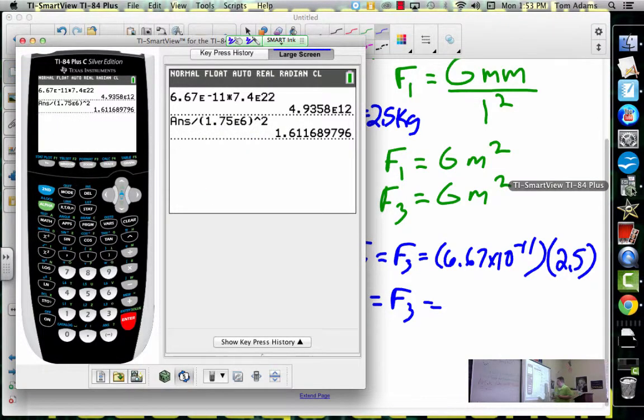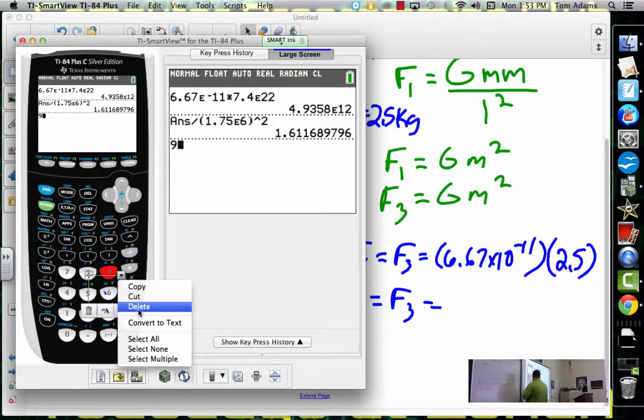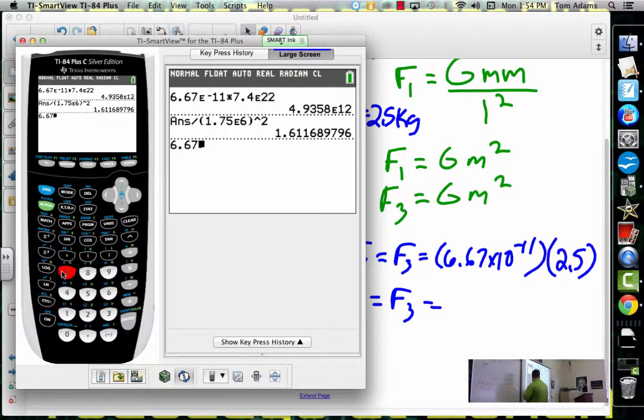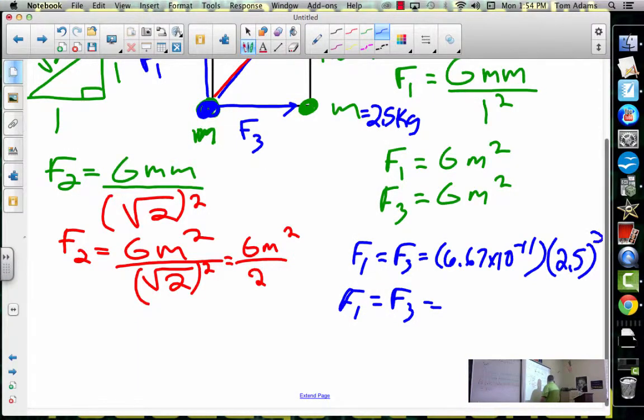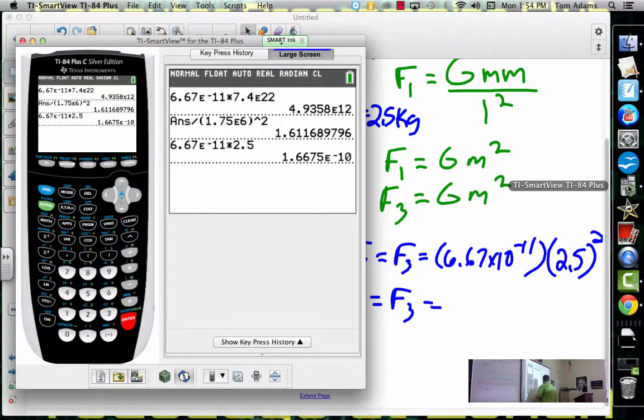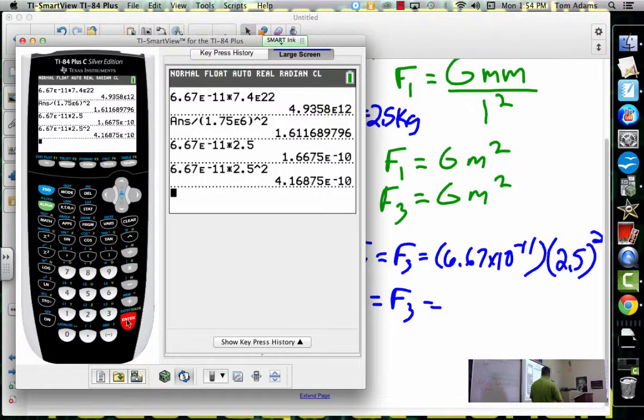So let's do that on a calculator. I've got 6.67 e to the negative 11 times 2.5 kilograms. I got 1.66. Oh, but I've got to square that, don't I? This has to be squared. Why aren't you guys catching this mistake? Jeez, you guys, I can't do everything. All right, so I'm going to say 6.67 e to the negative 11 times 2.5 squared. All right, that's better. Whew.